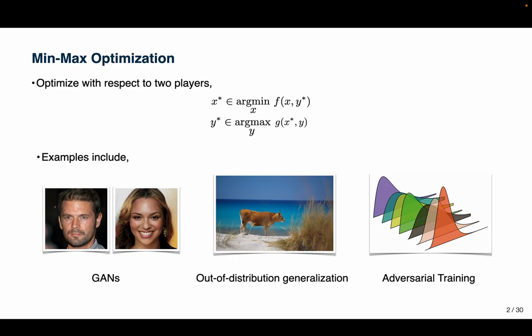It's where we would like to optimize with respect to two players, X and Y. These types of formulations appear in different applications in machine learning, such as GANs, out-of-distribution generalization, and also adversarial training.